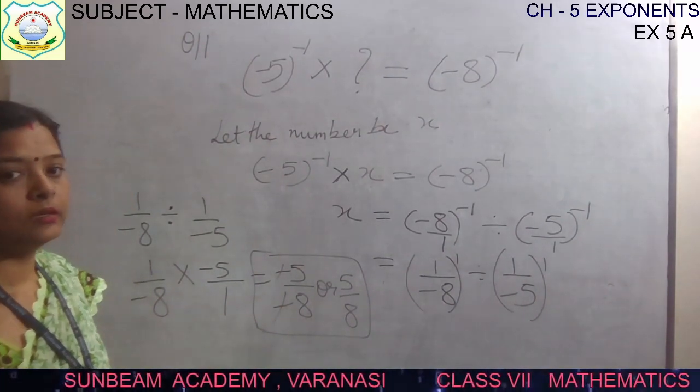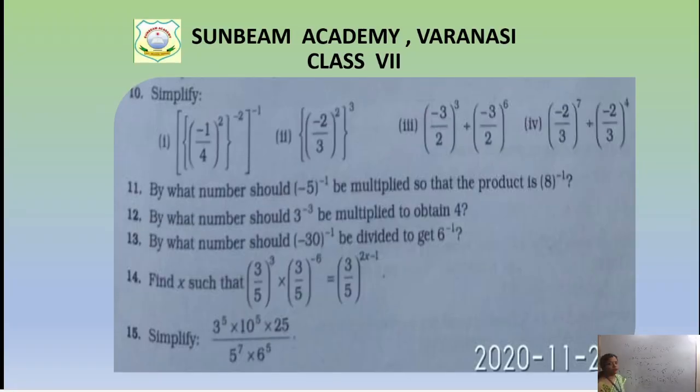Okay. Next question. Question number 13. By what number should this be divided to get 6 to the power minus 1? Okay, so let's see question number 13.